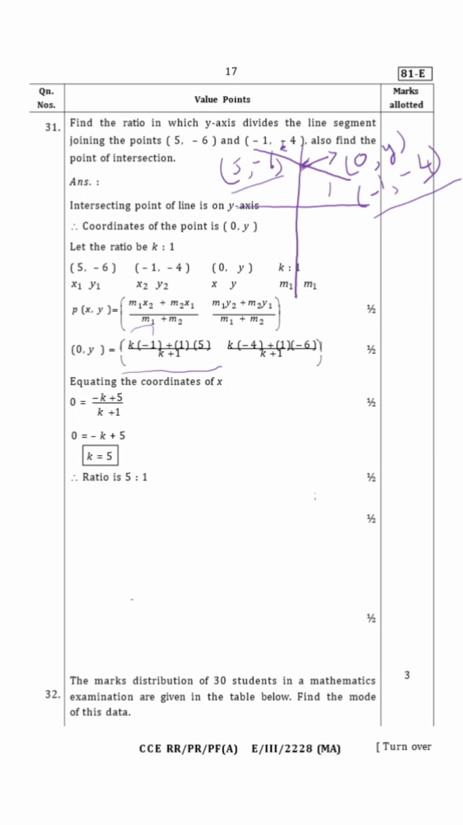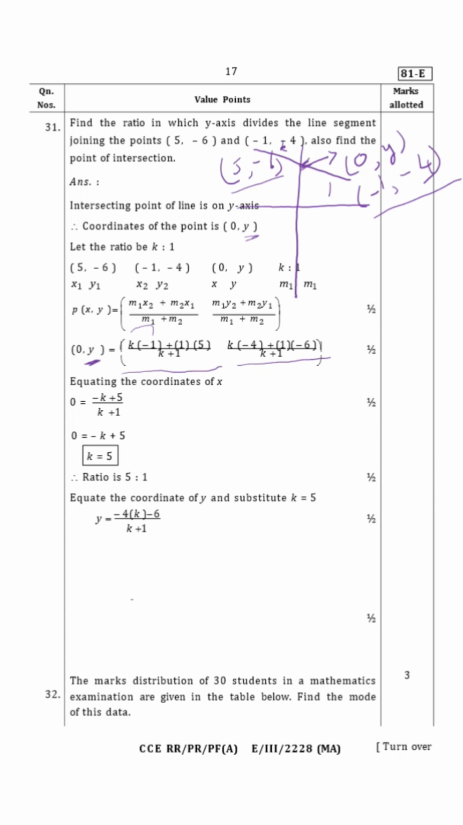Anyhow, the x coordinate is 0, we know. We don't know the y coordinate. So now let us equate: y is equal to (k into -4 plus 1 into -6) upon (k plus 1), and put k is equal to 5.